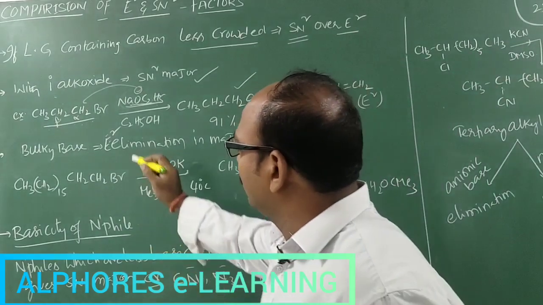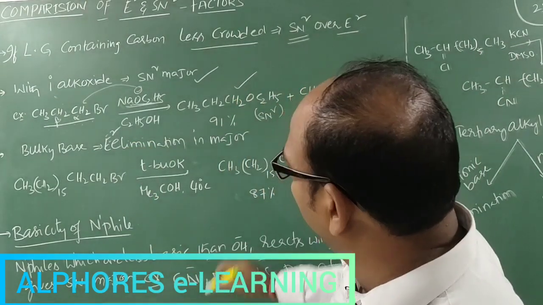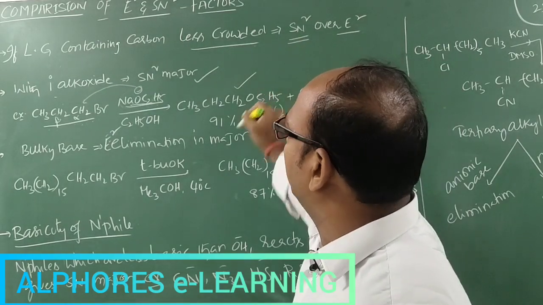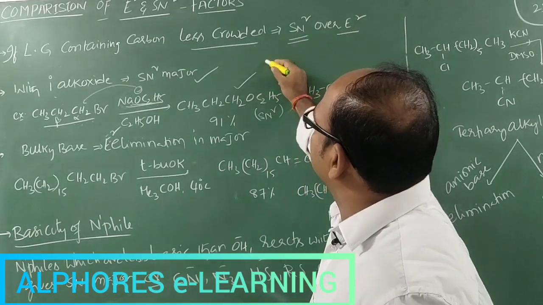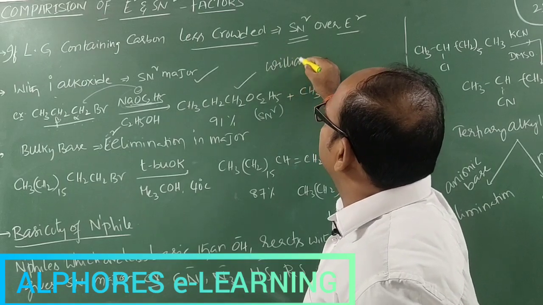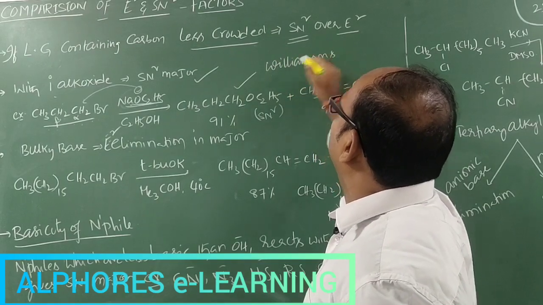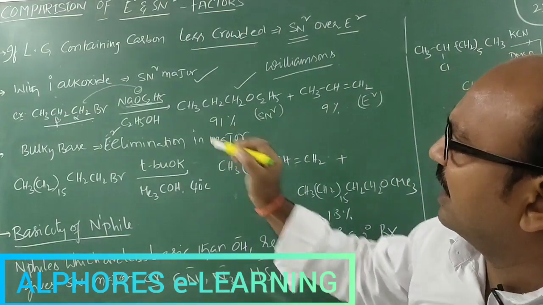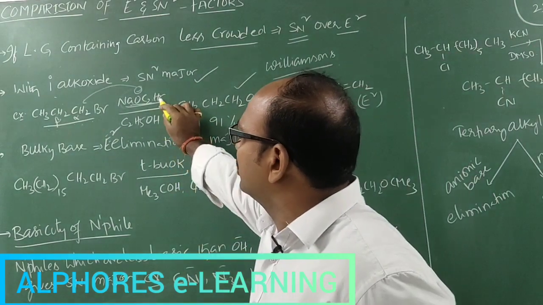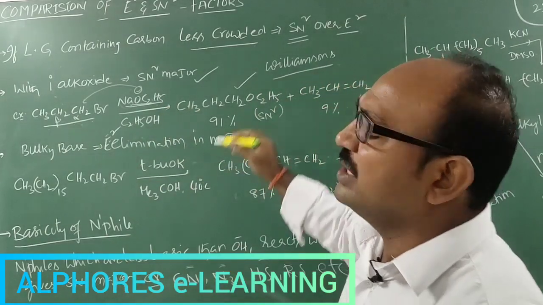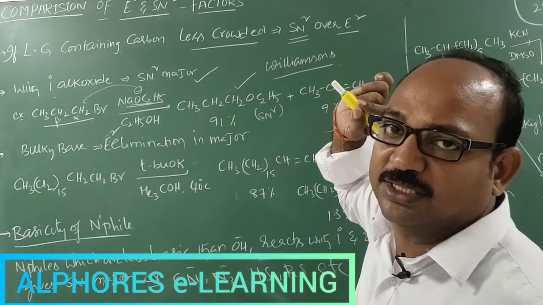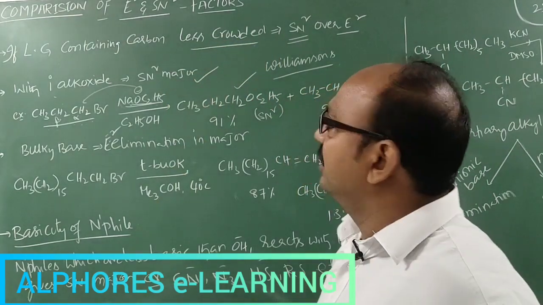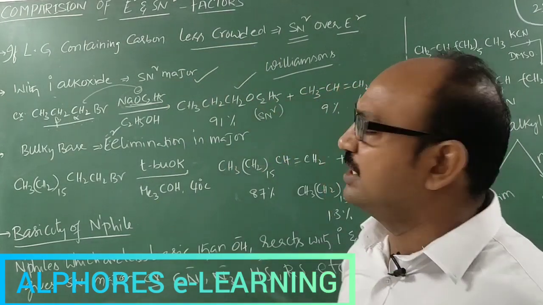Now let's come to the third one. Before going to the third one, one more example we can give for the second point here: Williamson synthesis. Williamson synthesis is nothing but the preparation of ether: an alkyl halide upon reaction with sodium alkoxide gives an ether. That is Williamson synthesis.